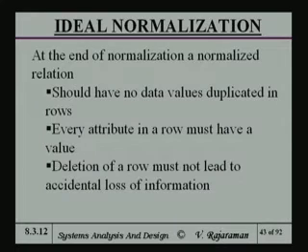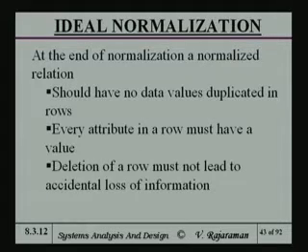Every attribute in a row must have a value. That is, there shouldn't be any blanks for any attribute. And a deletion of a row must not lead to accidental loss of information. Like last time we saw that if you delete an order, the price of an item was lost in that process. And later on when you want to order that item, you don't know the price, and you have to get again the price from the vendor.